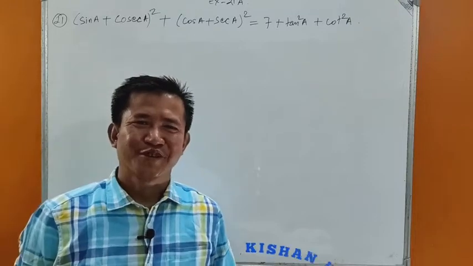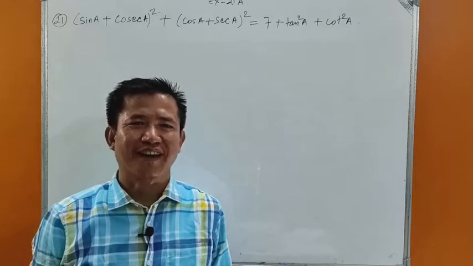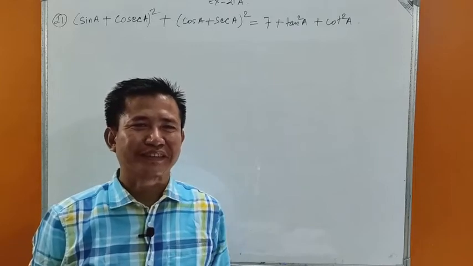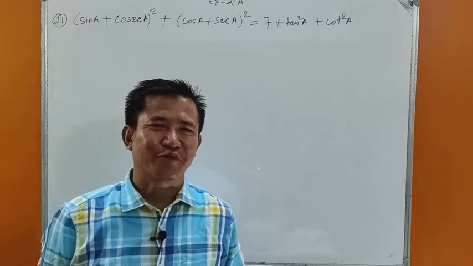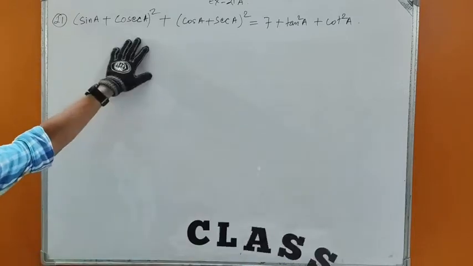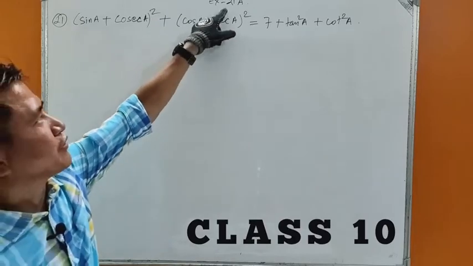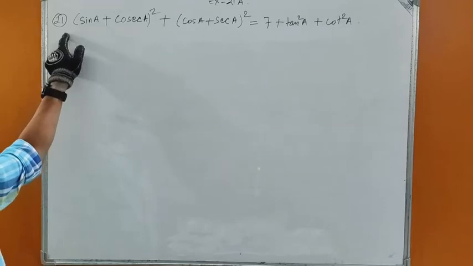Hello students, so we are doing exercise 21A, prove trigonometric identities, isn't it? So we have completed till question number 20 in our previous videos, and today we'll start from question number 21 onward. Okay, so let's begin. So this is question number 21 from exercise 21A. Exercise 21 and question number 21, coincidence.